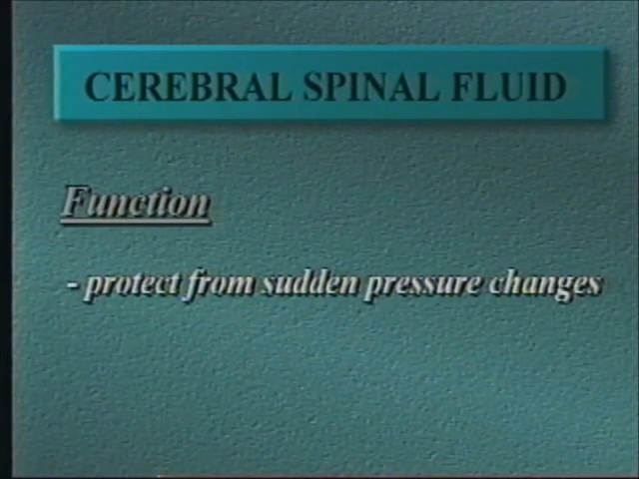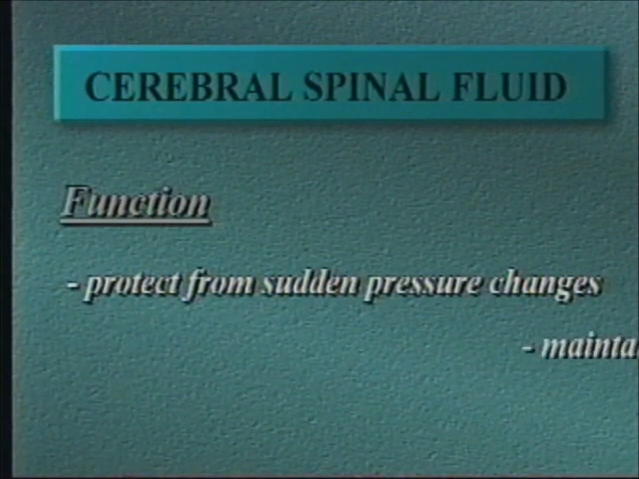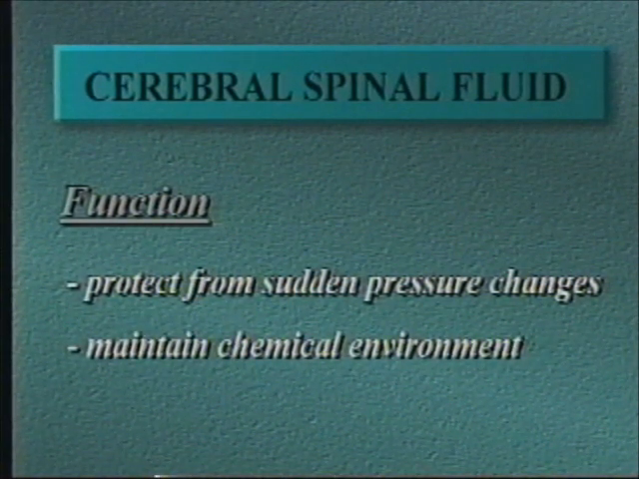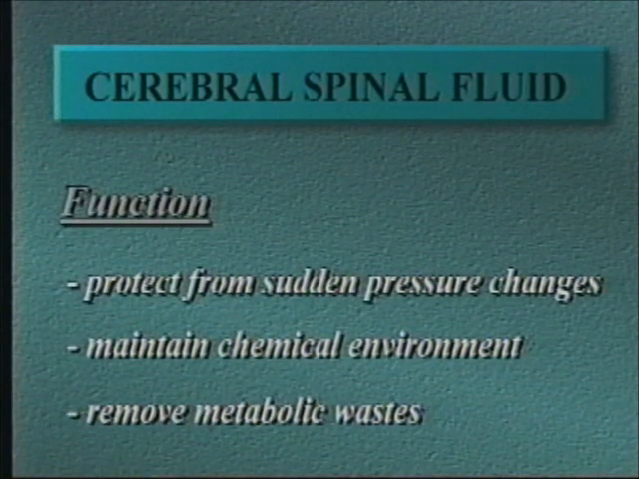Cerebral spinal fluid has 3 primary functions. It protects the brain and central nervous system from sudden changes in pressure and pH. It maintains a stable chemical environment, and it removes metabolic waste products.